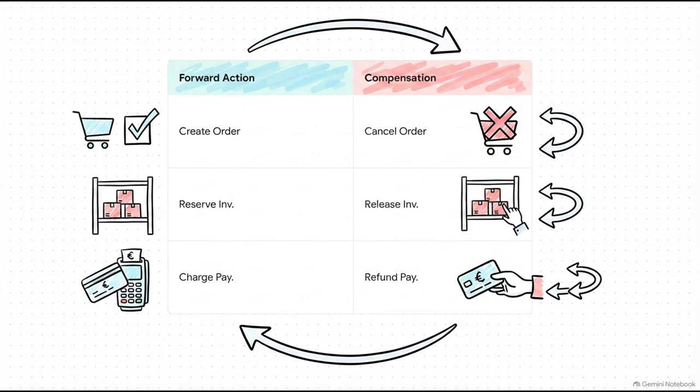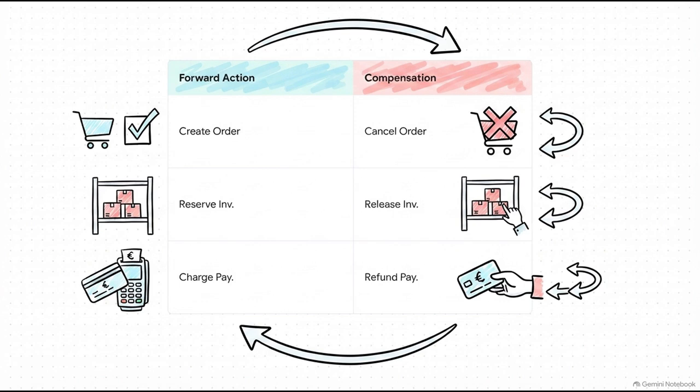Because for every single forward action in a SAGA, there has to be a carefully mapped out undo step, a compensating action. So if we create an order, the compensation is canceling that order. Reserve inventory, release the inventory. If we charge a payment, we've got to refund the payment. If the entire SAGA succeeds, fantastic. But if a step fails at any point, the system literally walks backward, executing the compensations for only the steps that had already succeeded.